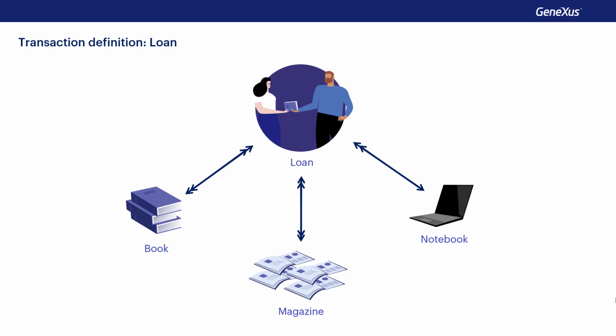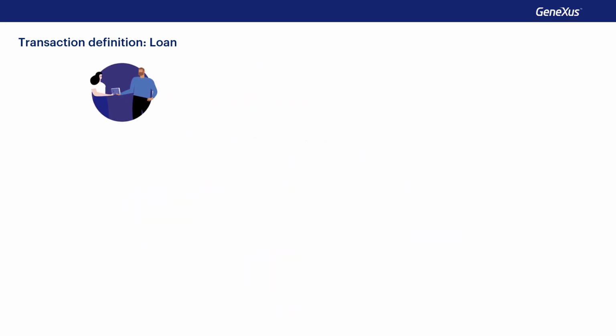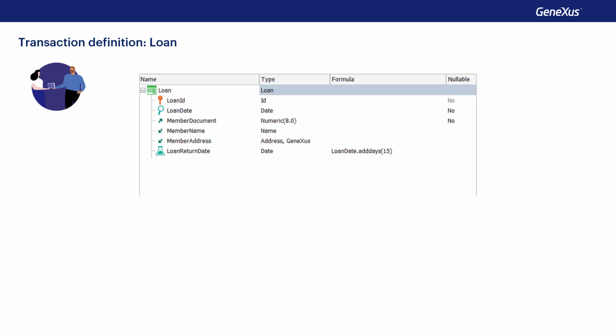Let's analyze a first option. We create the loan transaction and define the following attributes: loan ID, loan date, member document, member name, member address, loan return date. The return date is requested to be calculated automatically. A loan is made for 15 days, so we declare the following calculation associated with the attribute loan return date.